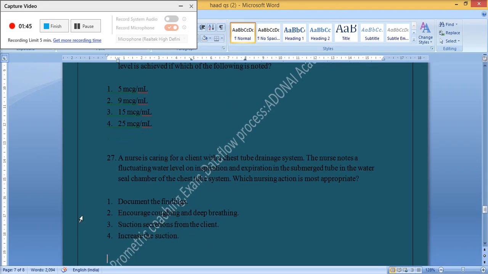27. A nurse is caring for a client with a chest tube drainage system. The nurse notes a fluctuating water level on inspiration and expiration in the submerged tube in the water seal chamber of the chest tube system. Which nursing action is most appropriate? 1. Document the findings. 2. Encourage coughing and deep breathing. 3. Suction secretion from the client. 4. Increase the suction. The correct answer is 1. Document the findings.